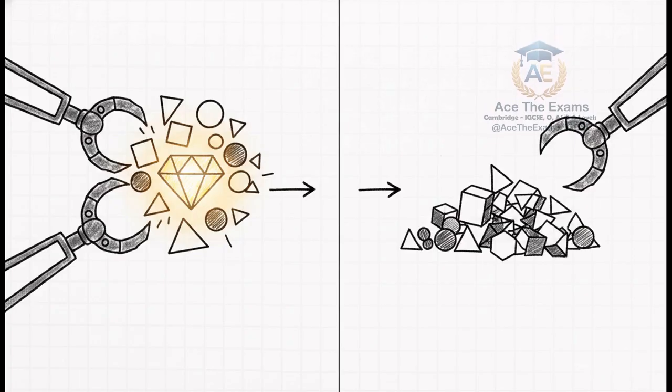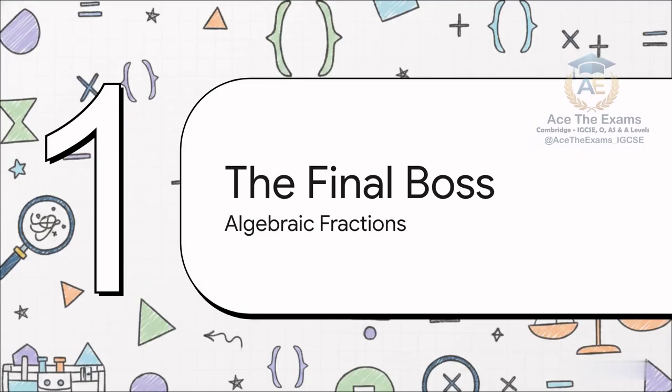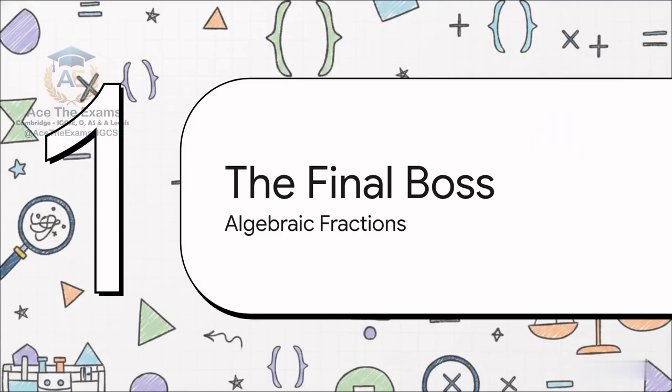Just square root the entire other side to get rid of that square on the x. Listen, if you systematically extract and move the terms using opposite operations, you can literally bend any equation to your will. Which brings us to phase 3, the final boss, mastering algebraic fractions.